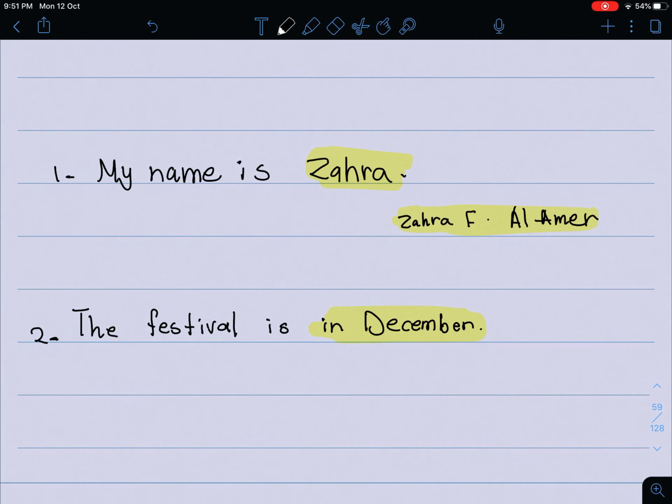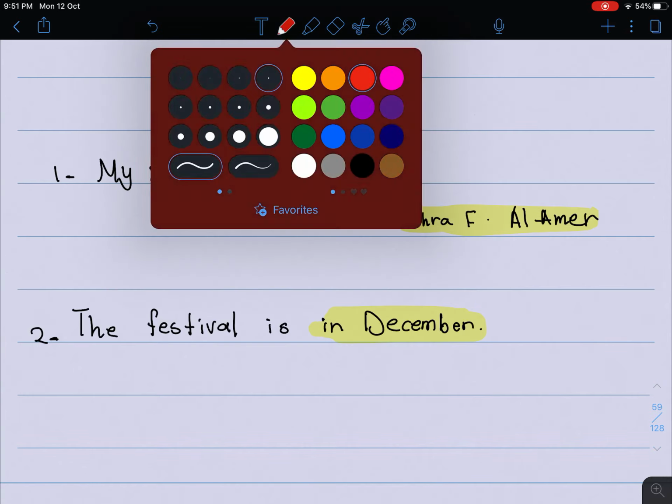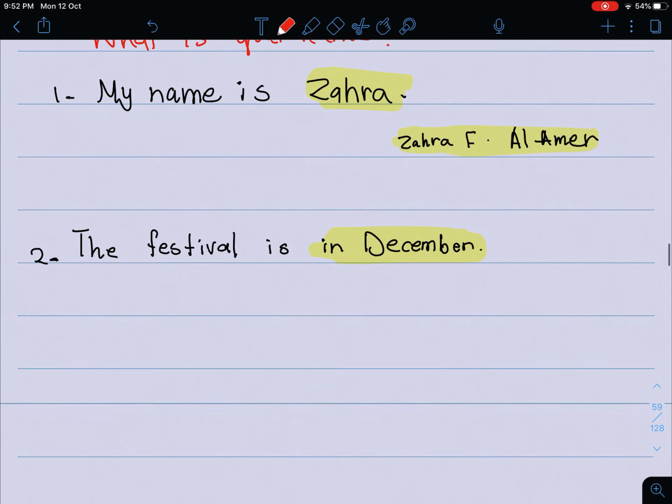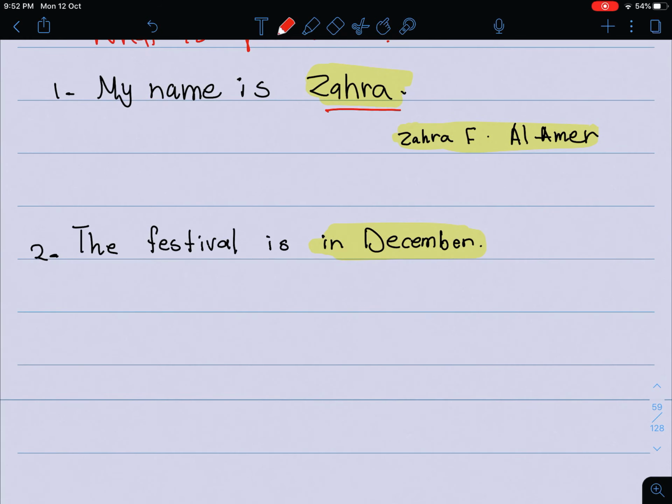Okay. Now of course I have prepared the sentences in advance, and I've underlined the things that we want to ask about. So Zahra, obviously here I want to ask about what, the thing, what. Of course the verb to be here is my name, it's going to be your name. What is your name? My name is Zahra, my name is Muhammad. Be careful, I do not include the answer in the question.